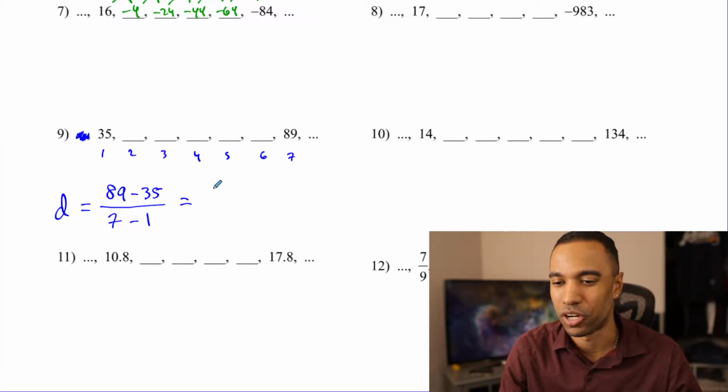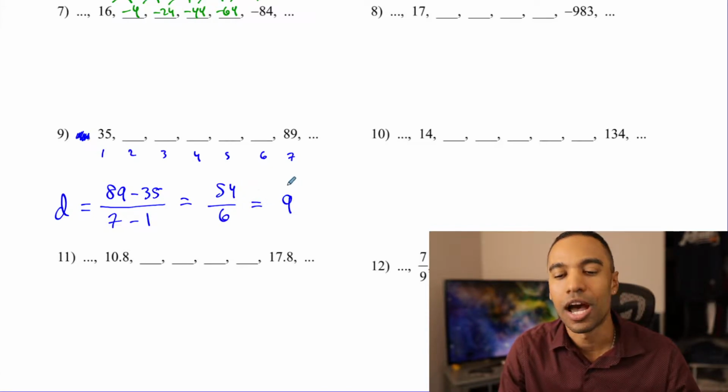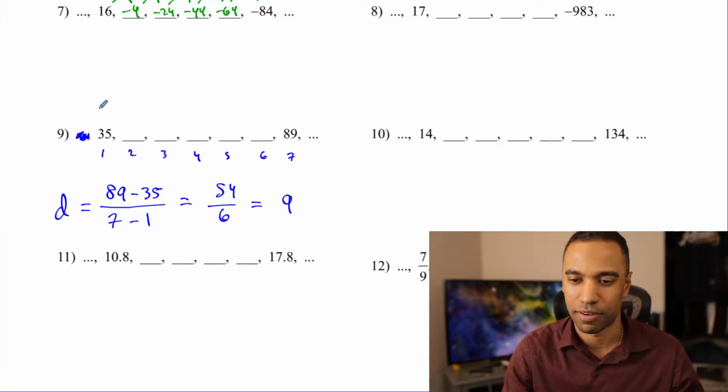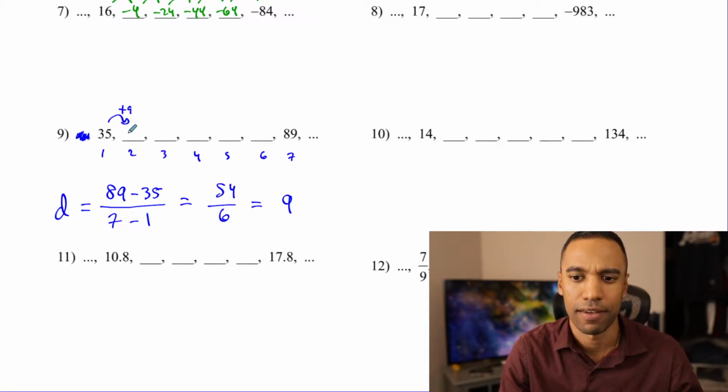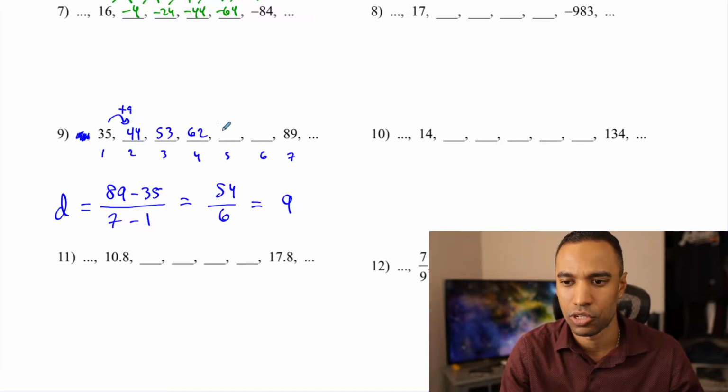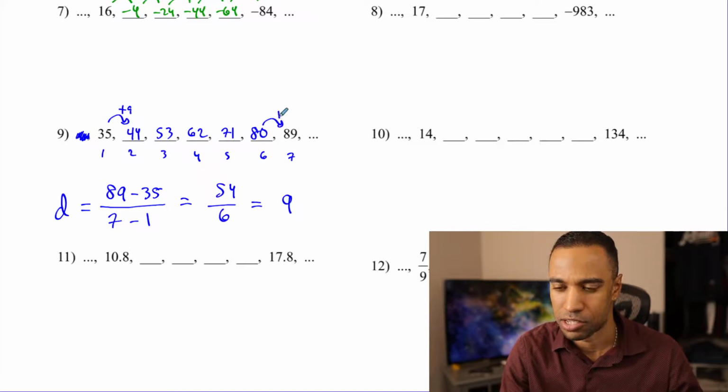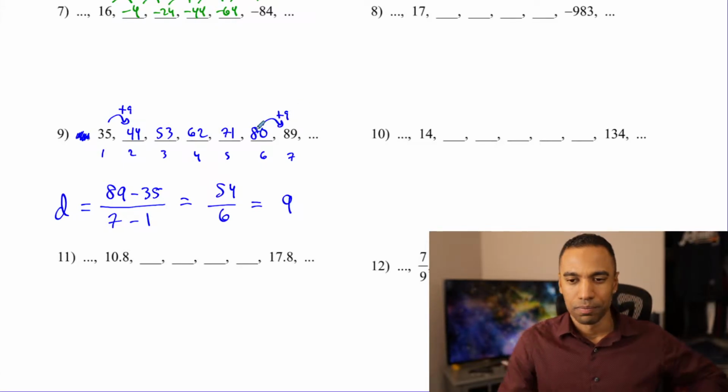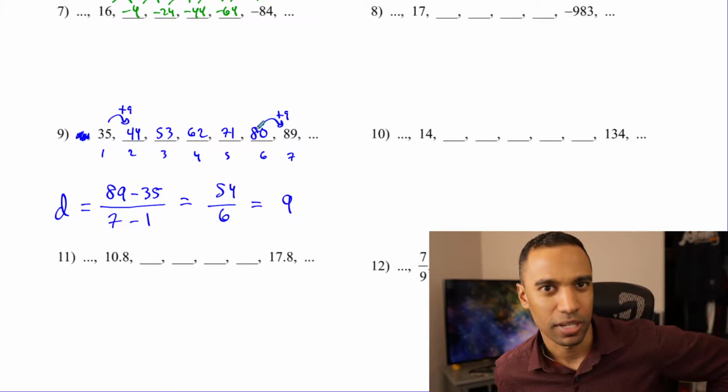All right, 89 minus 35. Let's go to town with this one. It's 54 divided by 6. We get 9. So your common difference is 9. It is a positive 9 here. I am adding 9 each time to get from one term to the next. Let's save face and just go ahead and add those. That's 44, 53, 62, 71, 80. And plus 9 is 89, so that seems to work out. So cool. Little slope formula going into play.